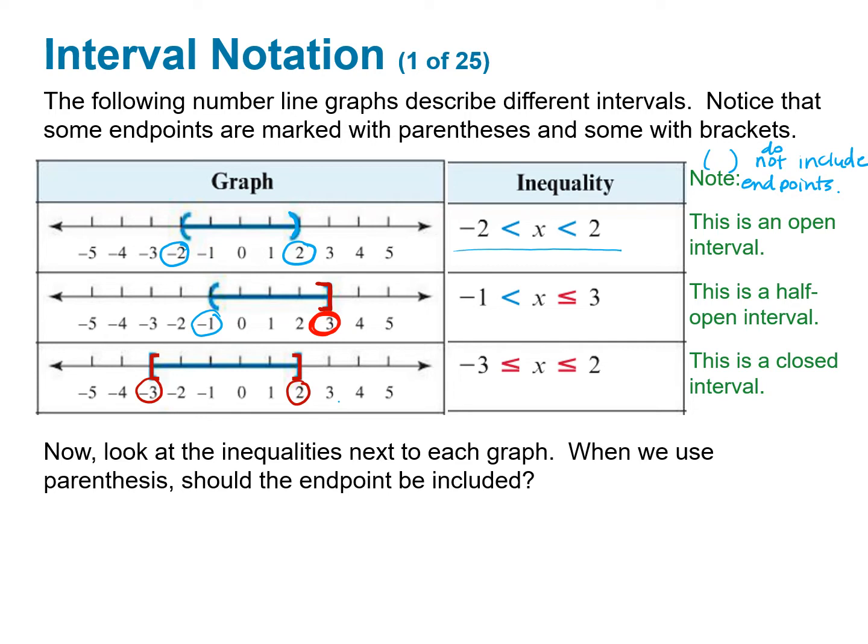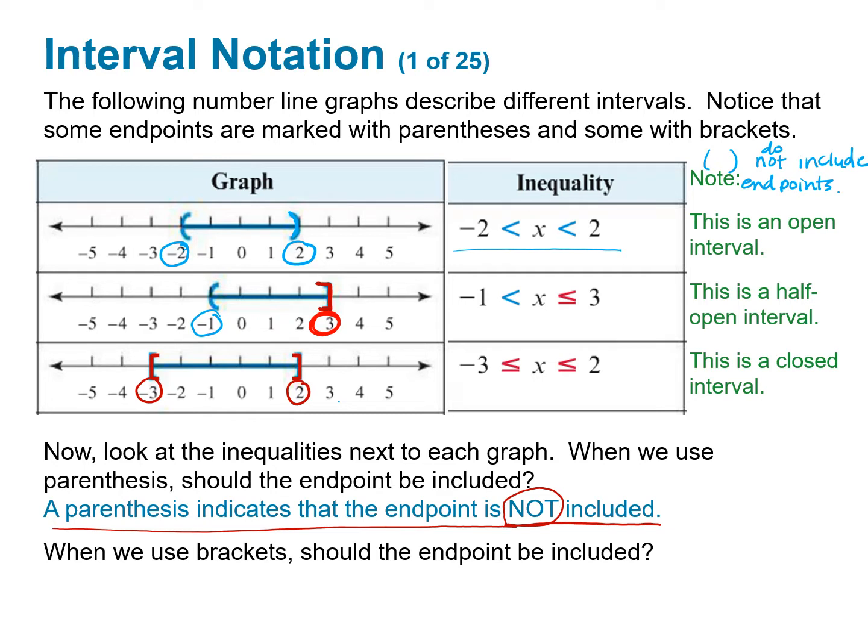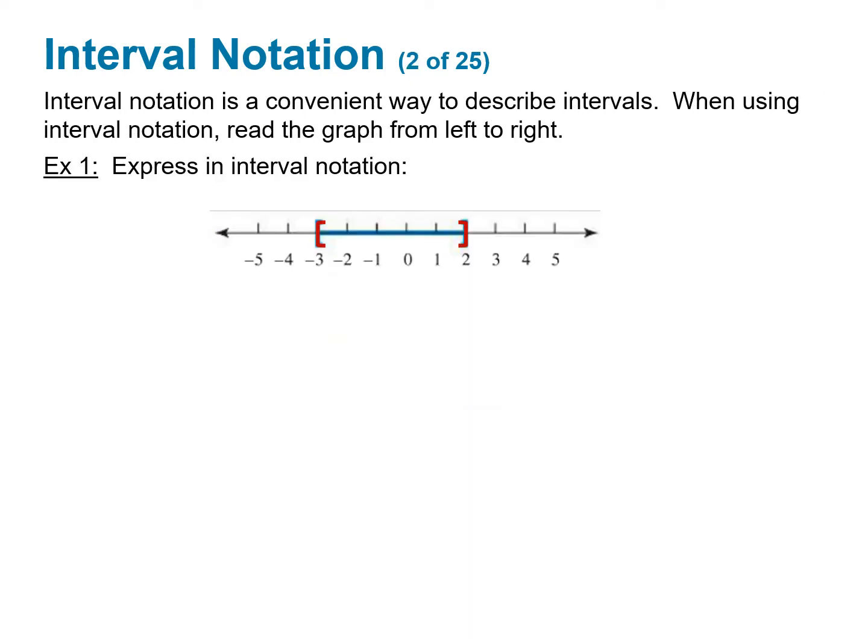When we look at those inequalities, we can see when we use parentheses and when we use brackets. This reiterates what I just said. A parenthesis indicates that an endpoint is not included. When should we use brackets? A bracket indicates that an endpoint is included. All right, so let's get to an example of the way you may see it.